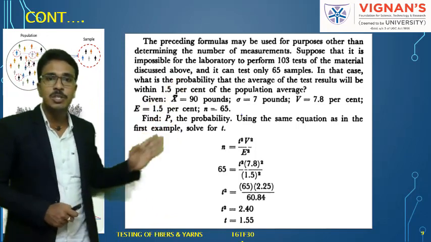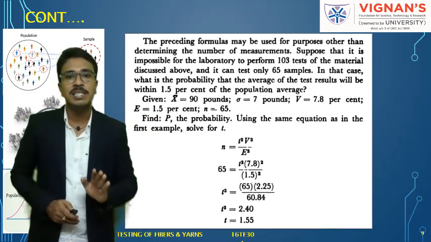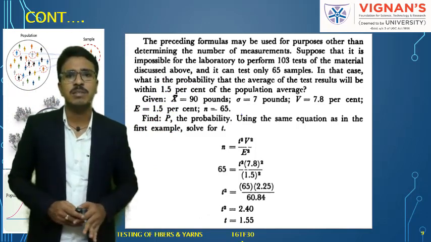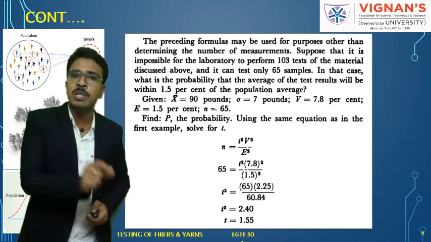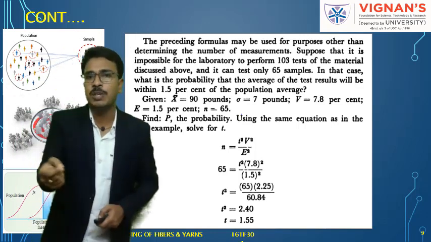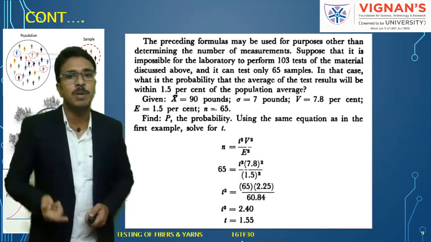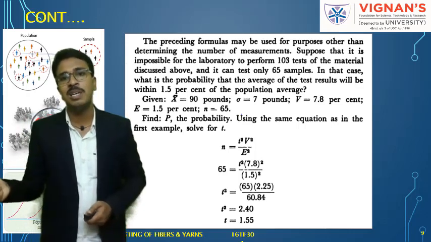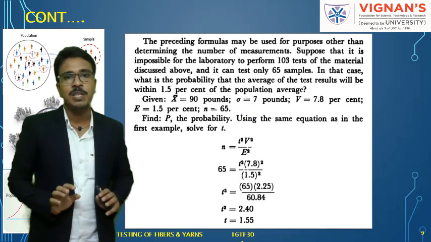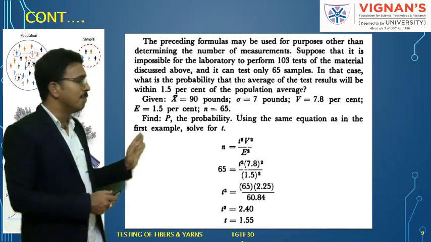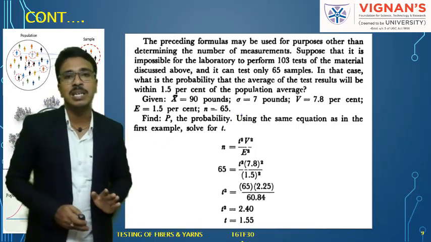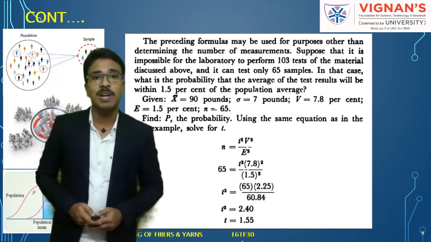So we will substitute all the values except this t value. Why? Because if you know the probability, from the table you can substitute the t value. But we don't know the probability p value, so obviously you don't know the t value. So you take out the t separately and you get the t value of 1.55.